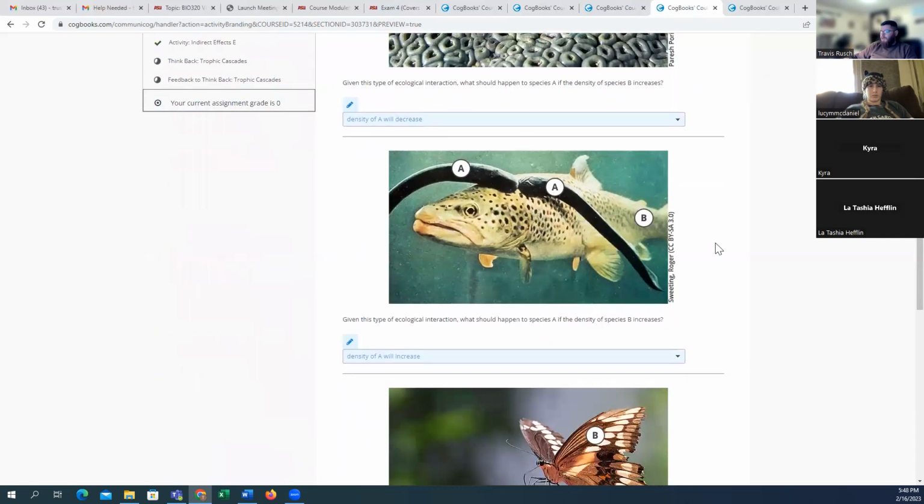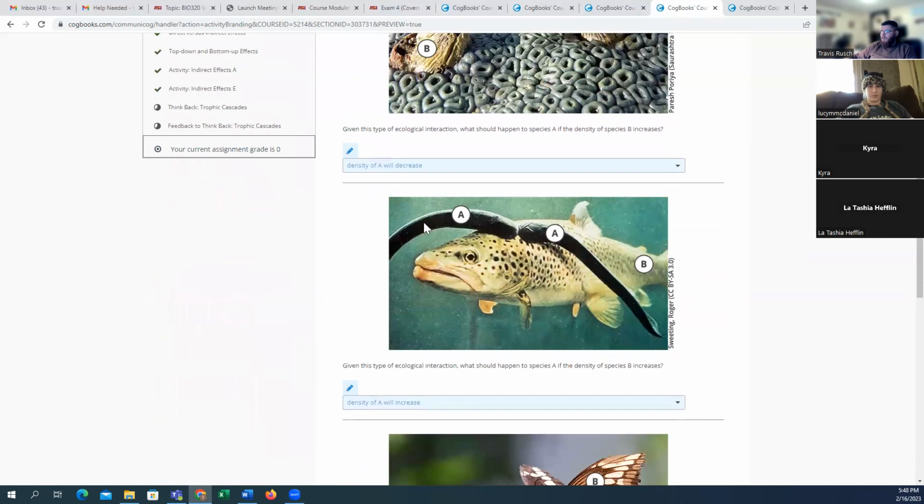And then this was one that I got a couple emails about too. So what's going on in this picture? Predation. I can see how it looks like that, and that's exactly why I want to talk about this. It's not predation. I think it's parasitism, or however you say it. Parasitism.